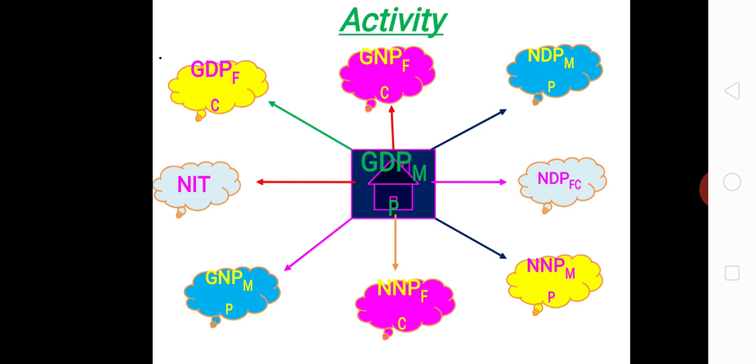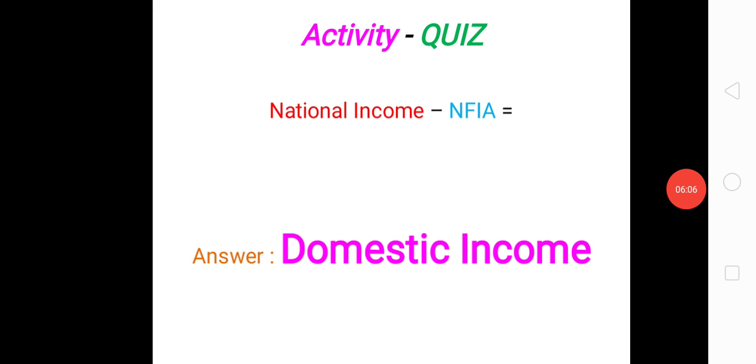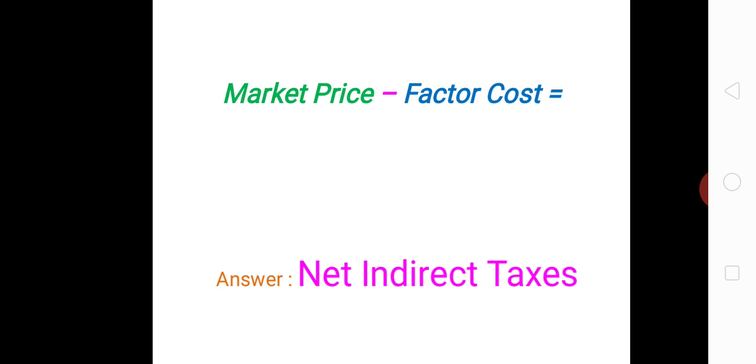Now some activities are given. First, national income minus NFI. When we subtract NFI from national, what will we get? We will get domestic income. Next, market price and factor cost. The difference between market price and factor cost is nothing but net indirect tax.